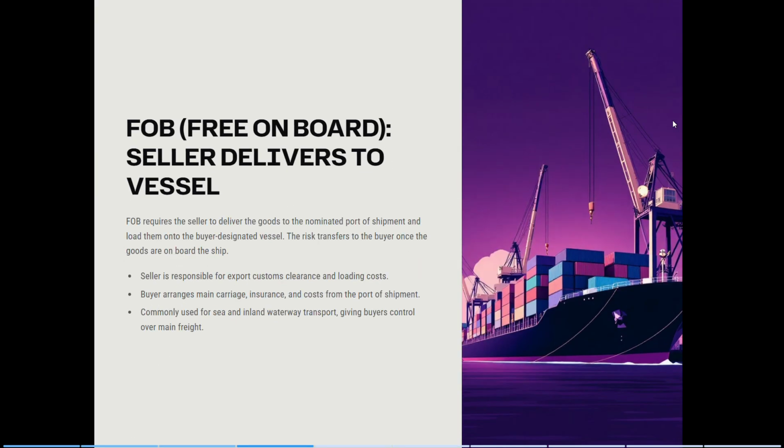And FOB, or Free on Board, is one of the most commonly used Incoterms for sea transport. Under FOB, the seller is responsible for delivering the goods to the desired port and loading them onto the buyer's nominated vessel. Once the goods are on board, the risk transfers to the buyer. This term allows buyers to control the main carriage while sellers handle export procedures.